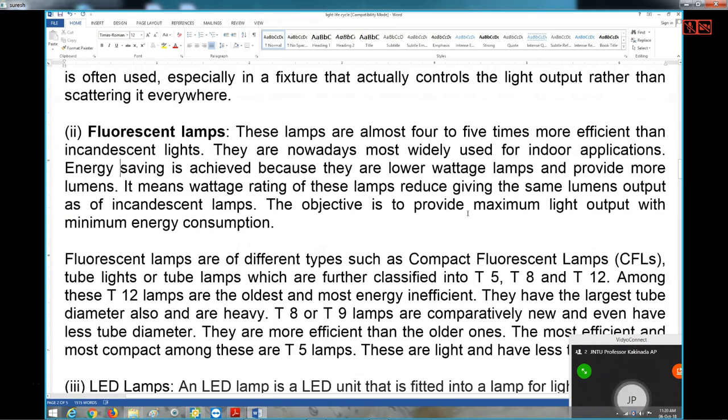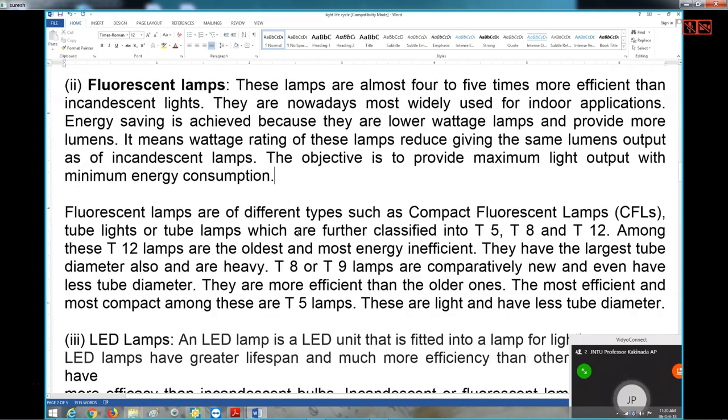Here also we have lower wattage ratings to higher wattage ratings available. Because of their lower wattage, these lamps provide more lumens. Even when the wattage rating of these lamps reduces, they give the same lumens output as incandescent lamps. The objective is to provide maximum light output with minimal energy consumption.